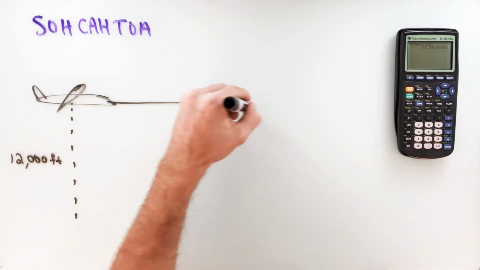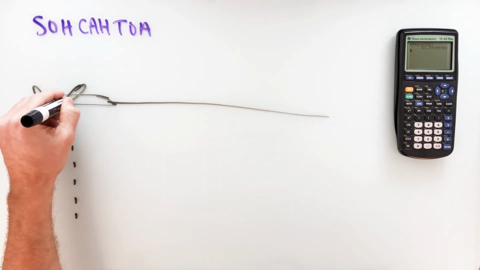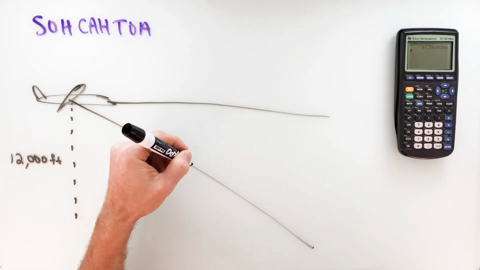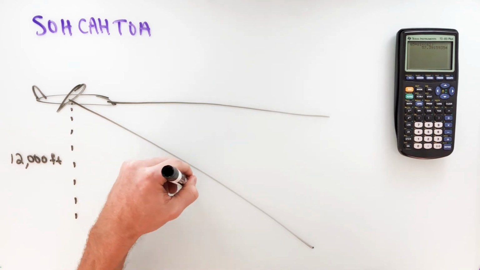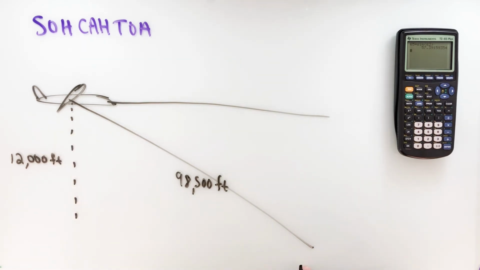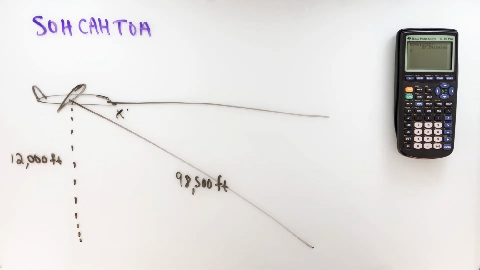And the airplane's flying along, and the airplane wants to land there. And we'll say that he's about 98,500 feet away from its landing spot. And we want to know what is the angle of depression that the airplane will have to land at to get to its landing spot.